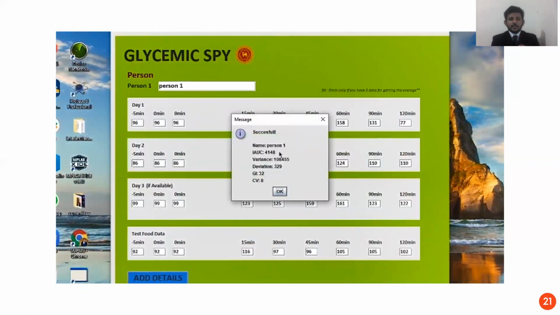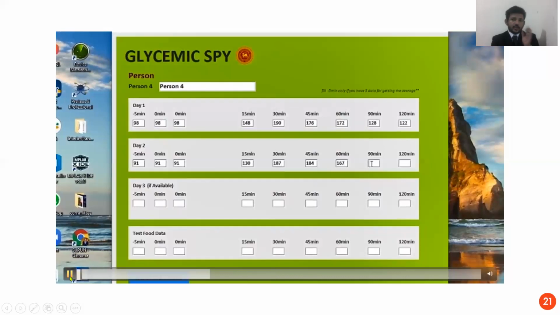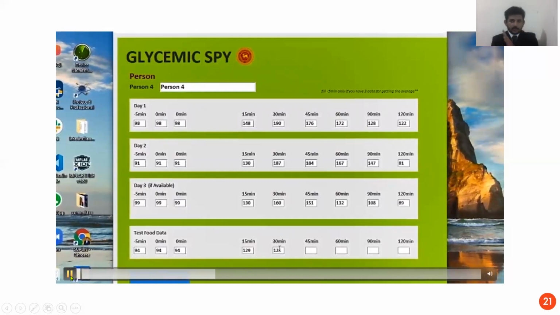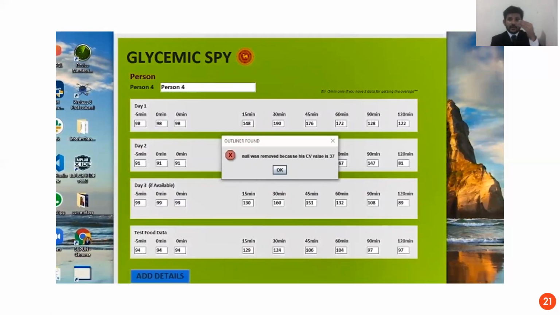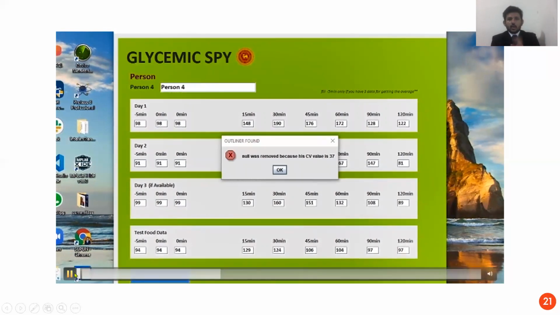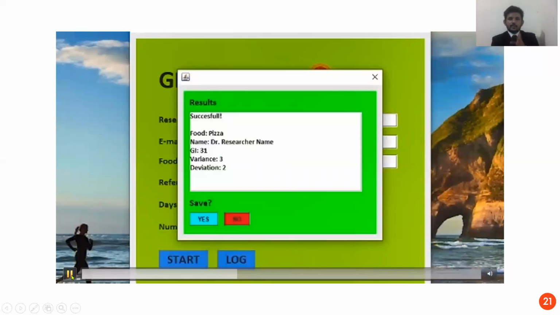But the special thing about this software is, if a person's coefficient of variance is more than 30%, it will eliminate them from the future study, considering that individual an outlier. So after entering all the individuals' glucose concentrations, you can get the final GI value.